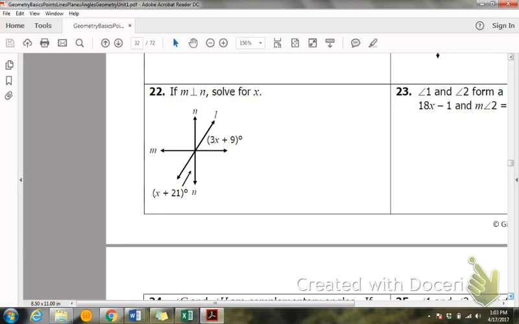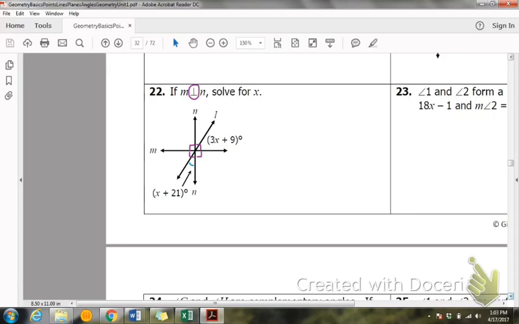Okay, M is perpendicular. That's what that symbol means. M is perpendicular to N. And what does perpendicular mean, someone? Not the same. It means 90, right? It means that M and N are perpendicular. So we have a 90 degree angle here, which means we have 90 degrees on this side, 90 degrees all the way around. So we also have some vertical angles.